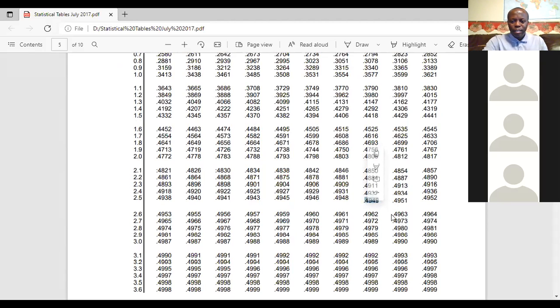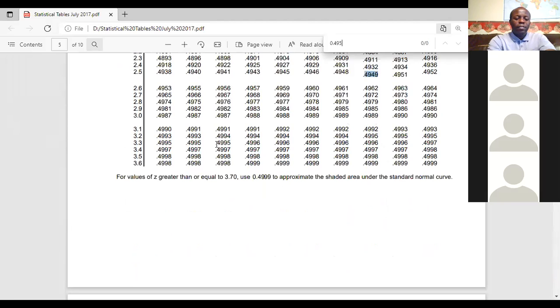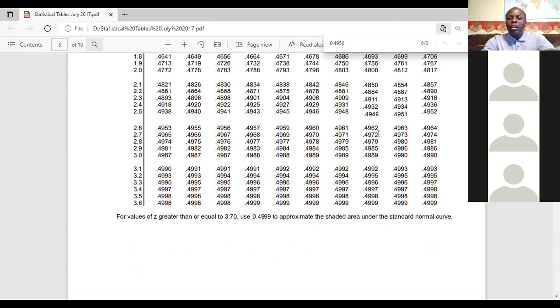Yeah, you can also use Control F, type it in, and it will show you the closest or the exact number. That's a good example. 0.4950 is not there, so it won't show it, but it will show you a number that is closest to it. But there are two of them closest to it.